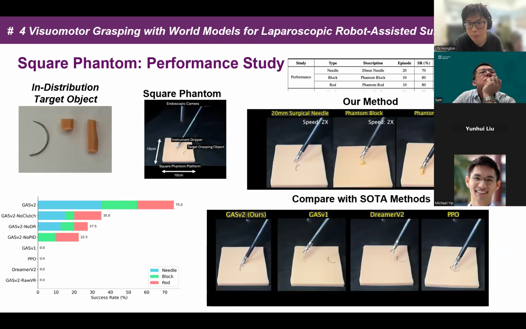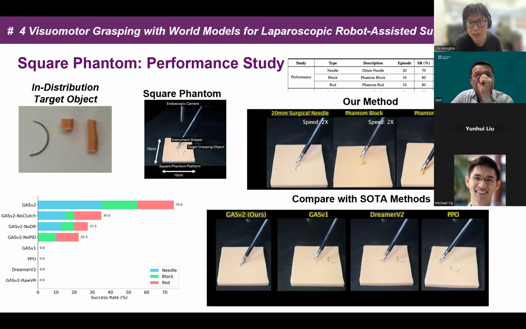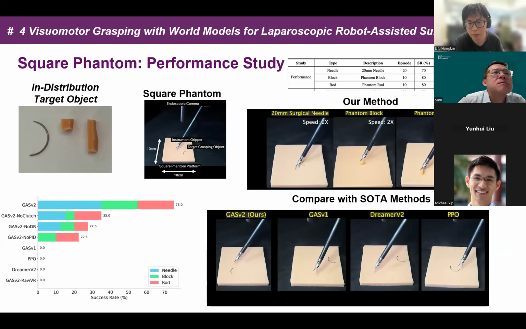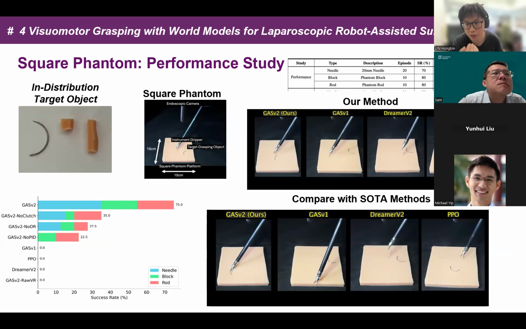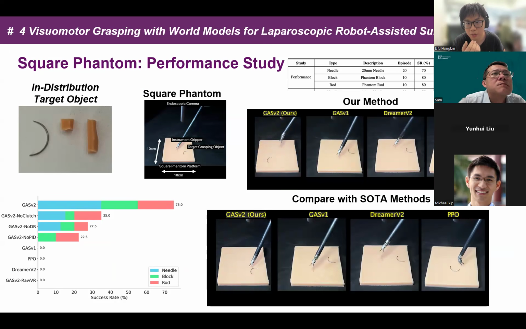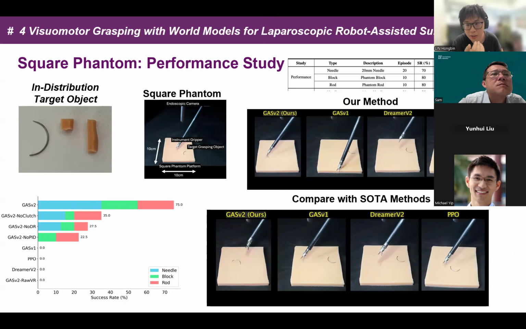The square phantom is a silicone platform measuring 10 centimeters in both width and height. In the performance study, we evaluate in-distribution objects. Our controller achieved a success rate of 75%, outperforming the SOTA baselines, which achieved only a 0% success rate. In addition, the ablation baseline showed a lower success rate compared to our controller.